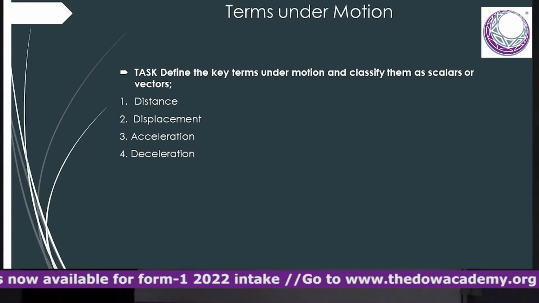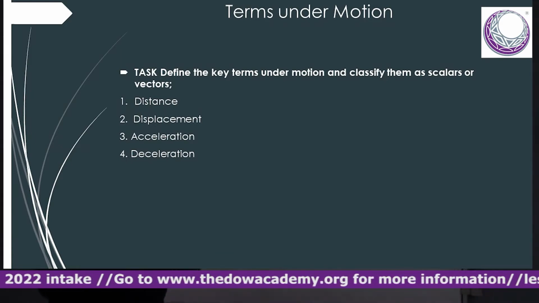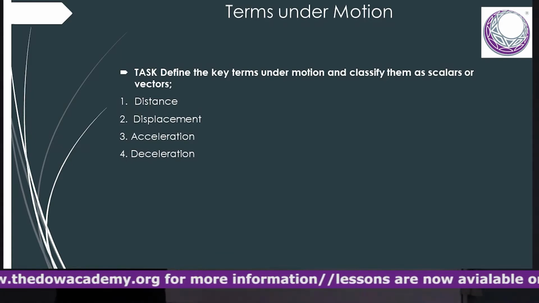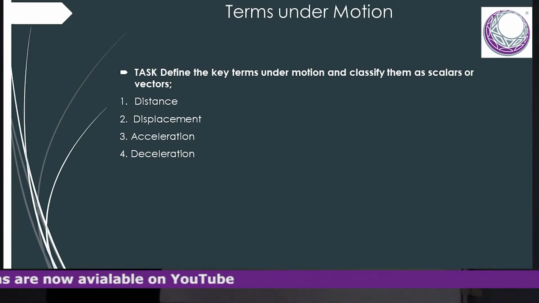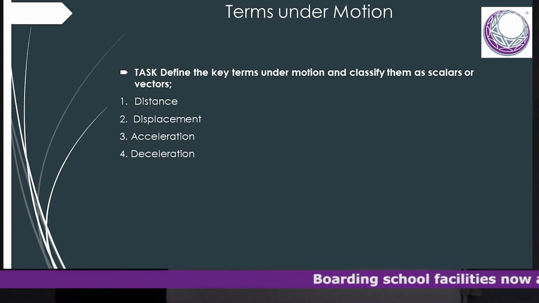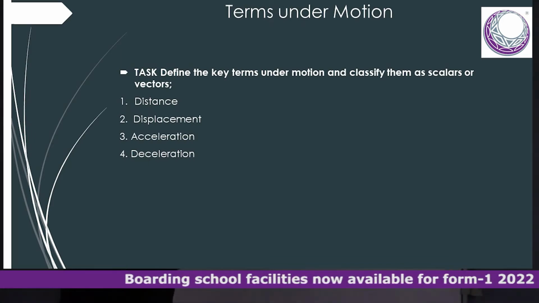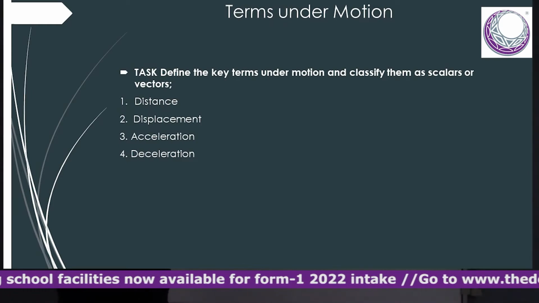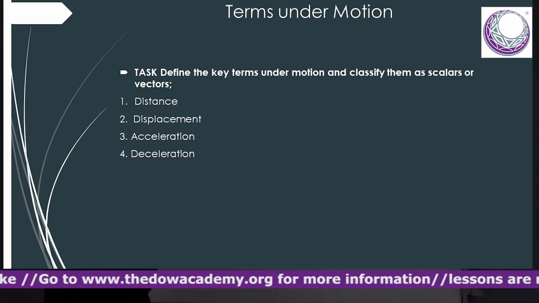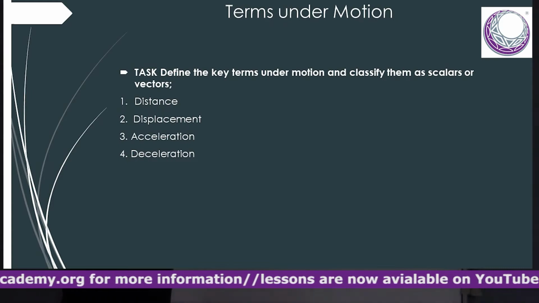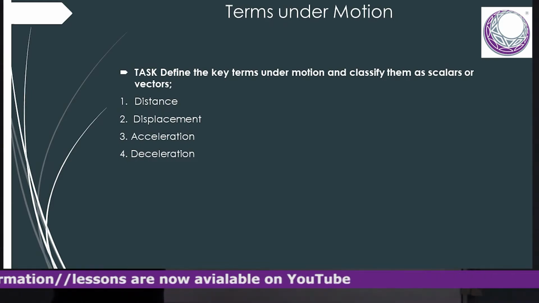Terms under motion. In our lesson we are going to have some tasks that you are going to do. Like the first task here is for you to define the key terms under motion. And as you define these key terms under motion, you classify them as scalars or vectors. Terms like distance, displacement, acceleration, deceleration. So you need to do that before moving on with the lesson.